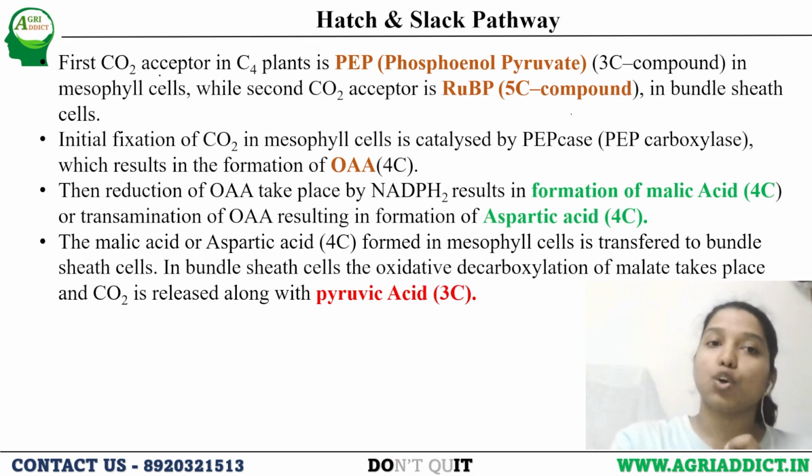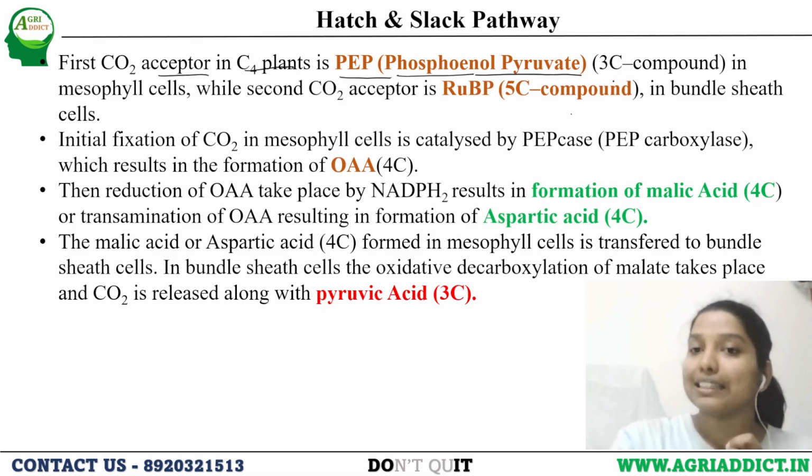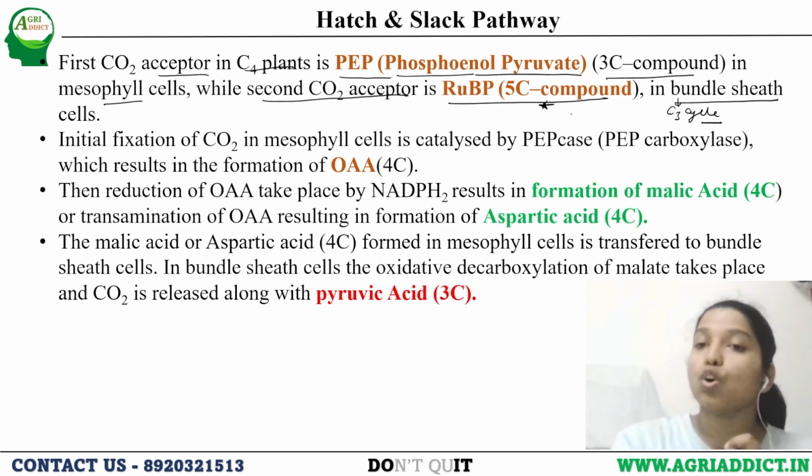So here the first CO2 acceptor in C4 plant is PEP, which is phosphoenol pyruvate. It is a 3 carbon compound in mesophyll cell, while the second CO2 acceptor is RuBP, which is a 5 carbon compound in bundle sheath cells, where the C3 cycle will be running. Here you have to understand that in C4 plants also the C3 cycle is running, but in C3 plants only the C3 cycle is running. In C4 plants the C4 cycle along with the C3 cycle is running. Okay, so in bundle sheath cells the C3 cycle is running. So the 5 carbon compound RuBP is the second carbon dioxide acceptor.